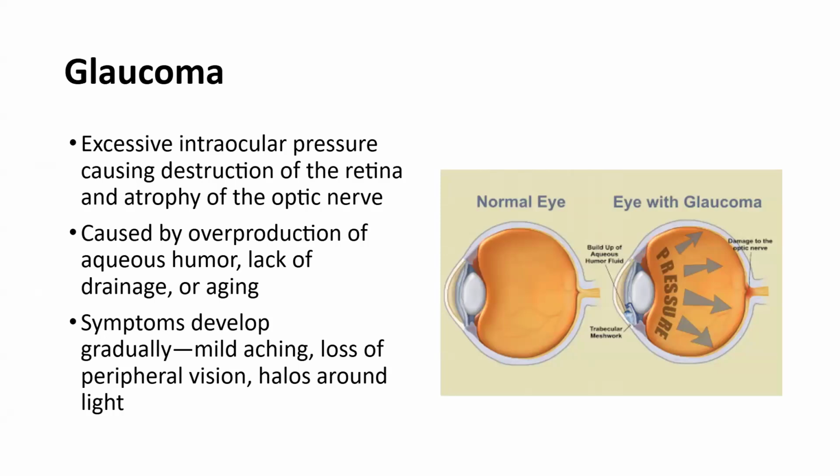Next, we have our glaucoma. This is going to be an excessive pressure causing disruption of the retina and the optic nerve. So this is going to be caused by overproduction of that aqueous humor or lack of draining. So some of those symptoms are going to be mild aching, loss of your peripheral vision, so you can't really see to the sides when you're looking forward, and then halos around light. So if you look directly at the light, you'll see like the circle that surrounds it.